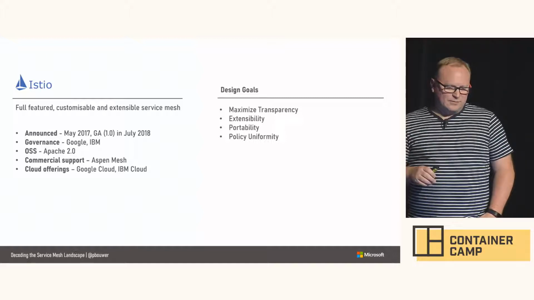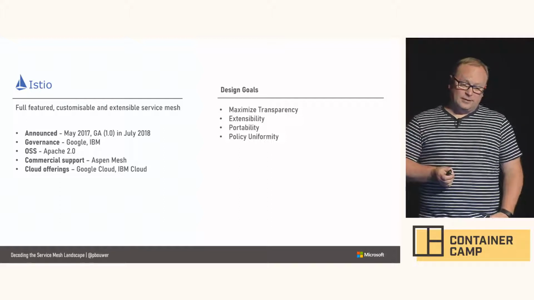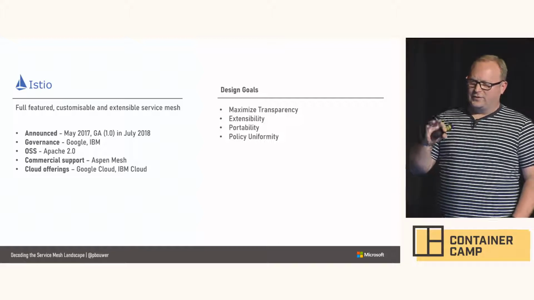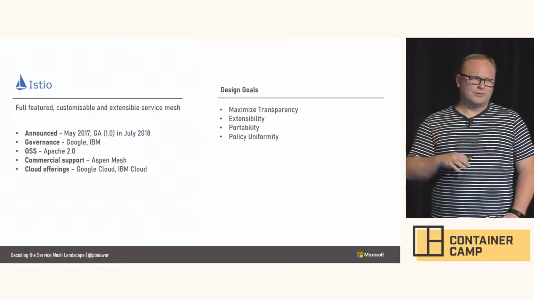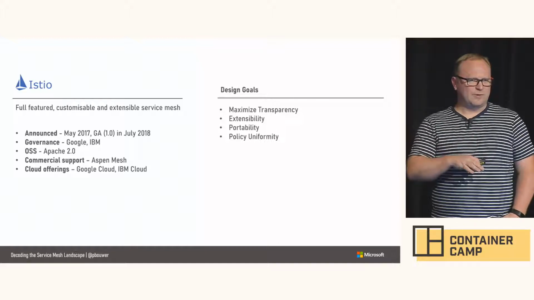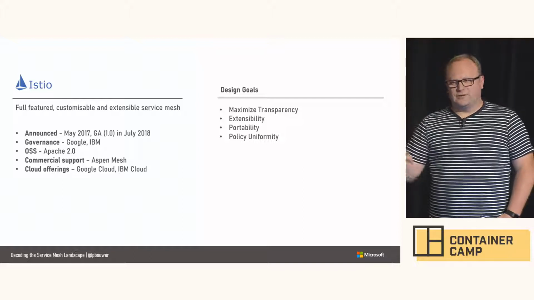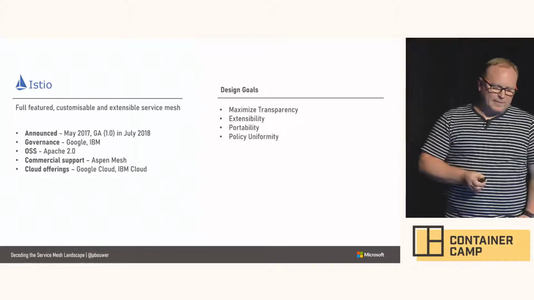It was announced just over 2 years ago and GA'd last year. Google and IBM own the governance of this, and it's Apache 2 licensed. For those who want commercial support, there's a company called Aspen Mesh who have, I think, an offering based on Istio that they can put into your cluster, and they will offer you commercial backing.